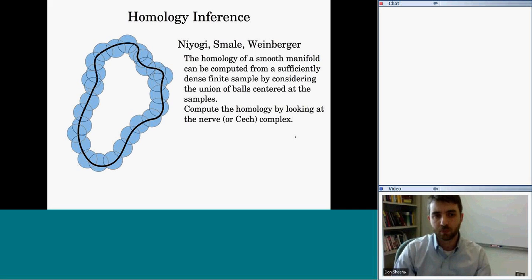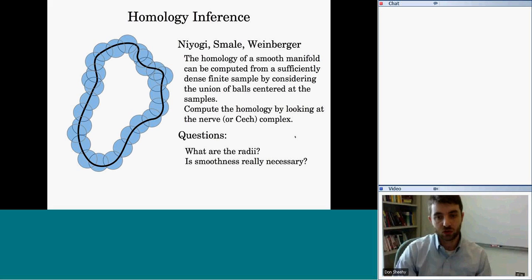But some natural questions pretty immediately arise. The first being, what should the radii be? The radii depend on the sampling density, but also on the parameter of the shape. So the main parameter they use, they call it the condition number. It's related to the injectivity radius of the manifold. It's also sometimes called the reach of the manifold. But that is also something that you don't know in advance if you just have some samples.